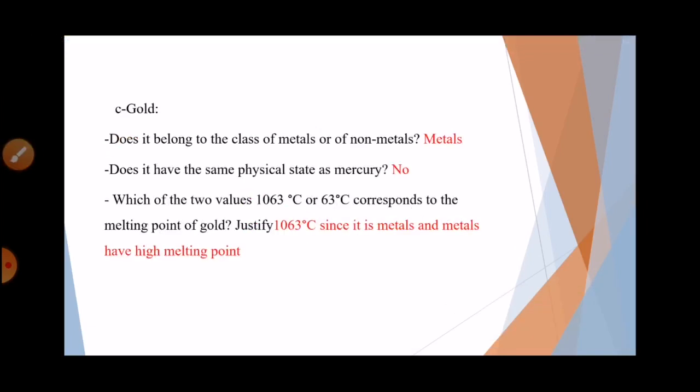Part C. Does gold belong to the class of metals or of nonmetals? Gold, of course it is a metal. And does it have the same physical state as mercury? The physical state of mercury is liquid. Gold is a solid, so they do not have the same physical state. Which of the two values corresponds to the melting point of gold? Since gold is a metal and metals have high melting points, we choose the highest value, which is 1063 degrees Celsius.